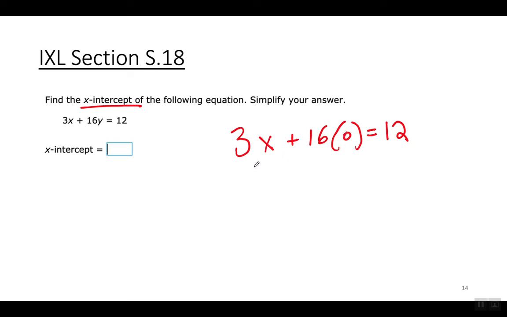So I substitute a 0 for y. So 3x is going to equal 12. So x is going to equal 12 divided by 3. So x is going to equal 4.